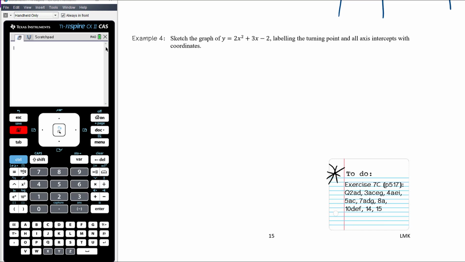So sketch the graph. Let's focus first of all on thinking about the shape. So we know the shape here, positive 2x squared, happy shape. So the graph goes this way. Y-intercept is nice and easy in this form, so let's do that first as well. Our y-intercept will be negative 2, because when we let x equal 0, we get y equals negative 2. So that is (0, negative 2), the coordinates of the y-intercept. Let's focus on our x-intercepts. So we'll let y equal 0.